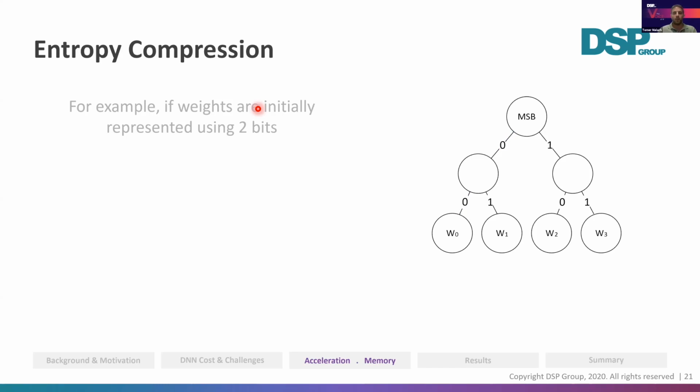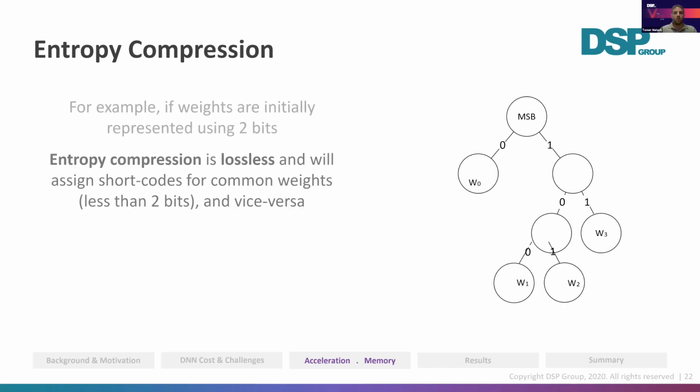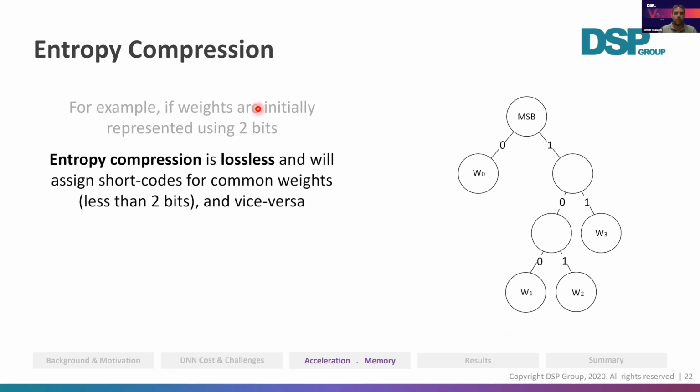The entropy compression reshuffles this structure. Now, common weights, such as W0, are going higher in the hierarchy, and non-common weights are going deeper. This affects the new code lengths of each weight. Common weights are now getting short codes, compared to non-common weights that are now getting much longer codes. And this helps us to losslessly compress the weights inside the neural network.